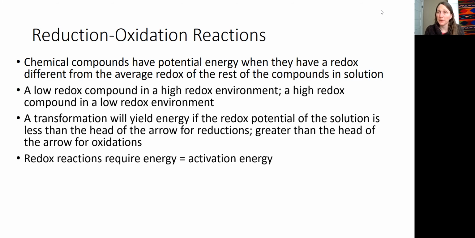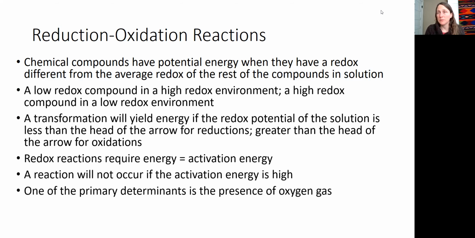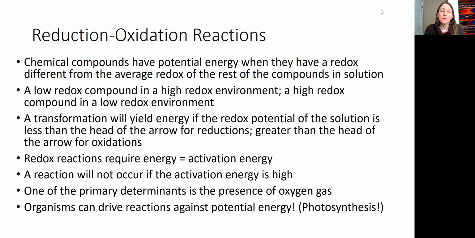Some redox reactions require energy, and that's called the activation energy. A reaction will not occur if the activation energy is too high. One of the primary determinants of whether redox reactions take place is the presence of oxygen gas. Some reactions need to be protected from oxygen gas, and some reactions require oxygen gas. And organisms can drive reactions against potential energy. Given the input of other energy like light in photosynthesis, organisms can push a chemical reaction that goes against what should happen due to the redox of the environment. Photosynthesis is a great example of this.